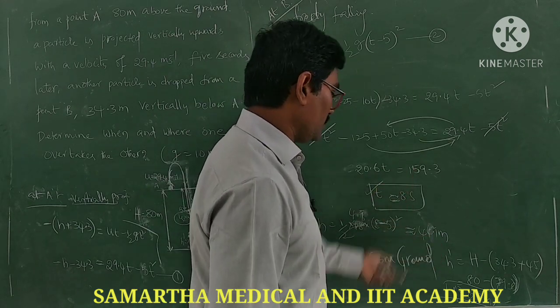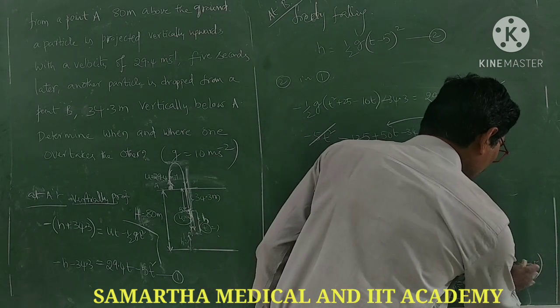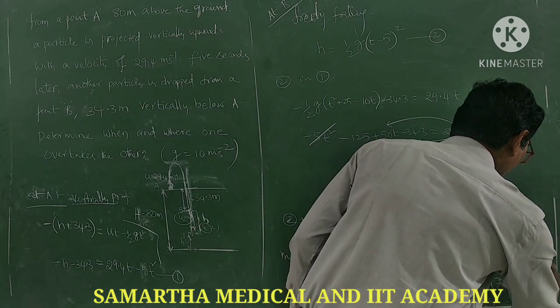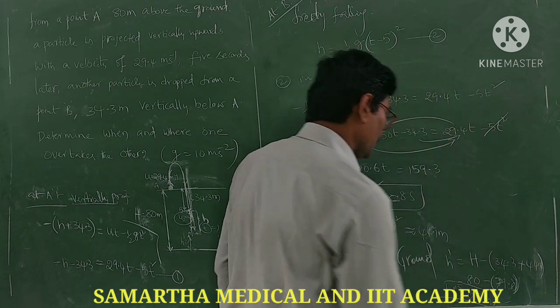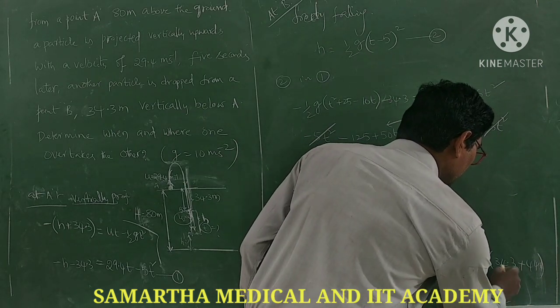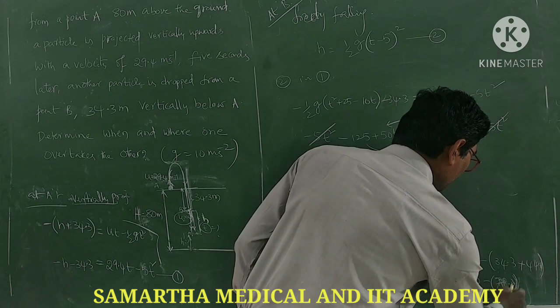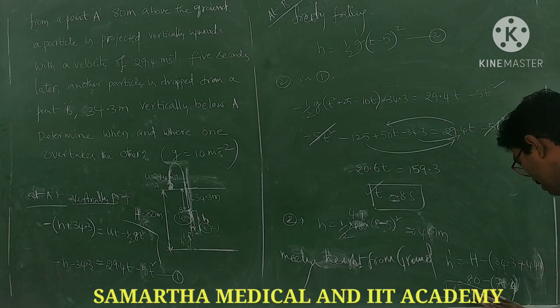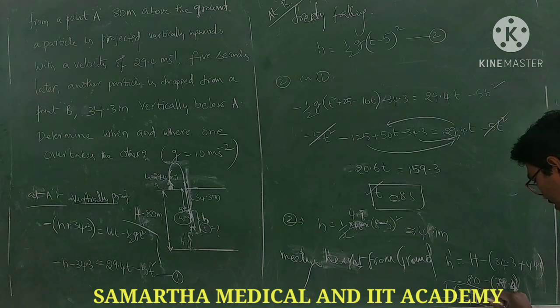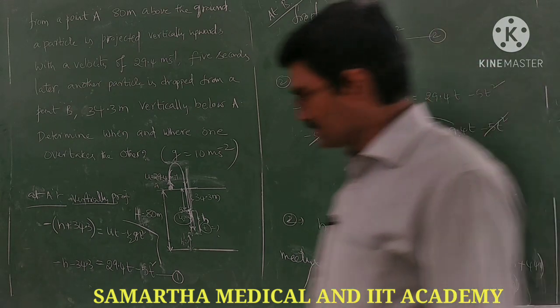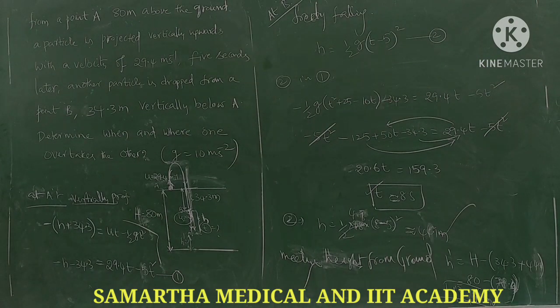Then what is the distance it has covered? 45 minus 44.1 means 0.9, sir. And what is the sum of these two? 78.4. So 1.6 meters if you take g as 9.8. If you take g as 10, 0.7. Okay? Observe that carefully. Yes, that's all about this model.